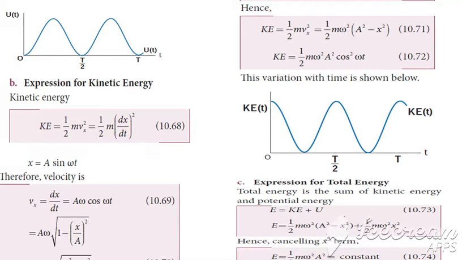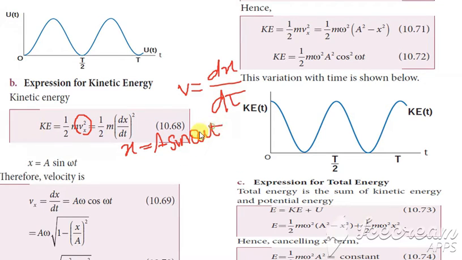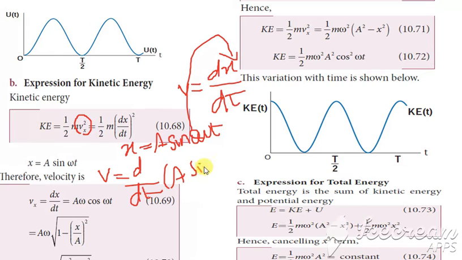To find the kinetic energy, the formula we take is half m into v square. Now this v can be written as dx divided by dt, so dx divided by dt the whole square. What is the formula for x? Just now we saw, it is a sine omega t. If we substitute this a sine omega t in the place of x, we get v equal to d divided by dt of a sine omega t. So we are going to differentiate this equation.